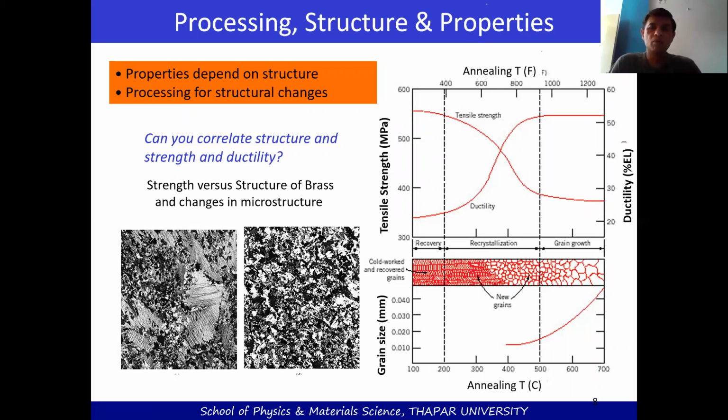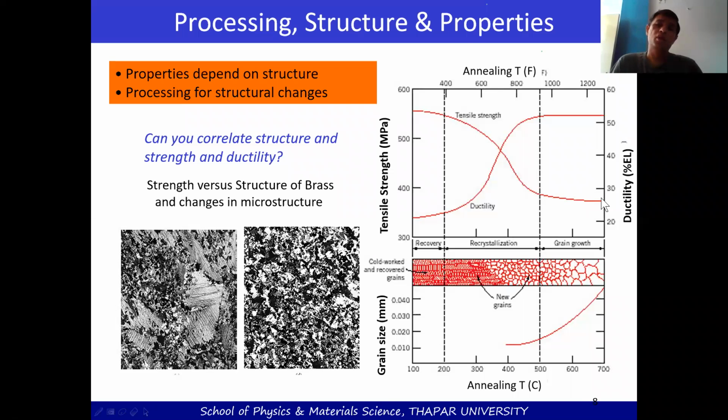So how does the grain size now affect its tensile strength? Look at the graph of the tensile strength as a function of annealing temperature, or you can say as a function of grain size. What you can see is your tensile strength is maximum when your annealing temperature is lowest, or you can say your grain size is lowest. When you increase the annealing temperature or say grain size, your tensile strength falls, and then it plateaus to a minimum value at larger grain size.